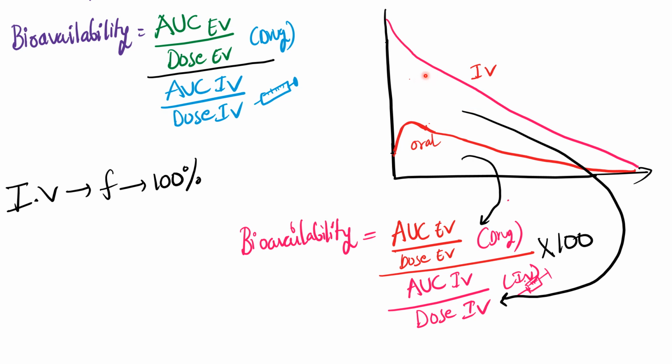The area under the curve divided by the dose, for example 100 mg. And this is divided by the AUC of IV. This is IV, this is oral. Oral divided by IV. IV is the standard one. Oral divided by IV, that is what we call bioavailability. AUC means area under the curve. This is the oral area under the curve. This is the IV area under the curve. You can see that in the diagram, and you should multiply it by 100. Then you will get the answer.